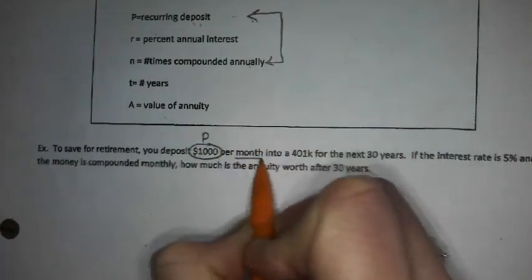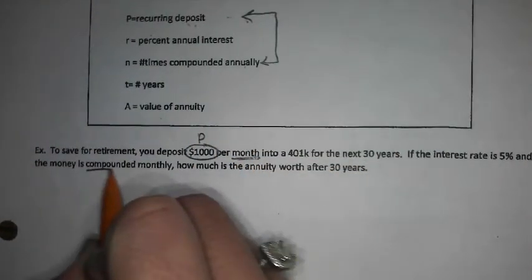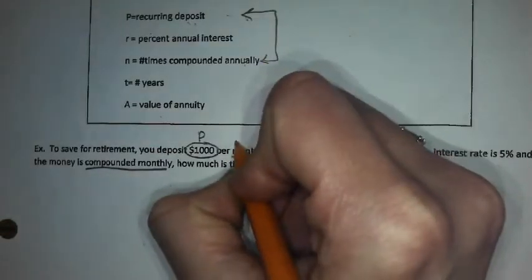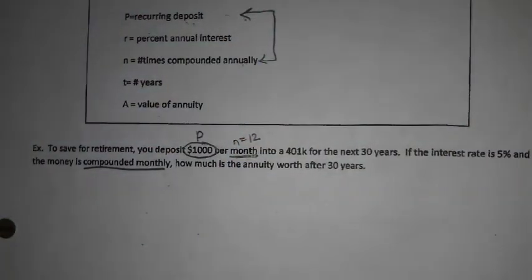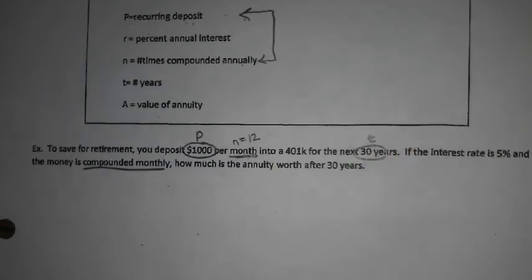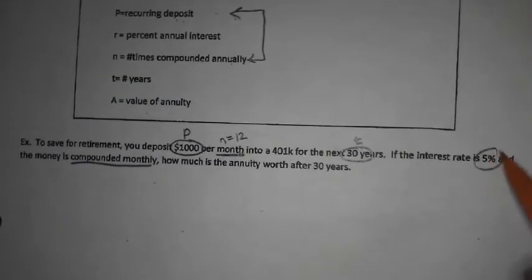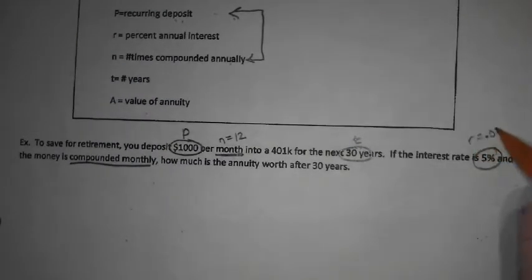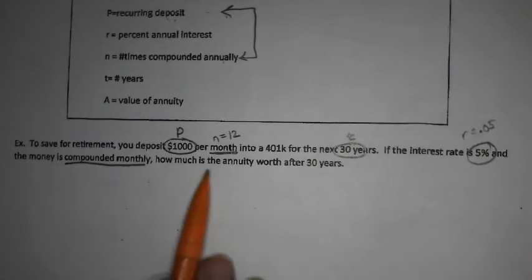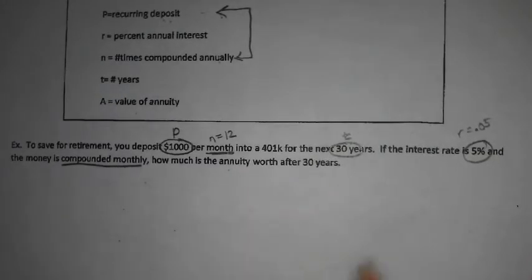P per month, and also this later on that we're going to read compounded monthly. Again, those are jiving. That's your N. Into a 401k for the next 30 years. So 30 is your T. If the interest rate is 5%, so R equals 0.05, and the money is compounded monthly, how much is the annuity worth after 30 years?